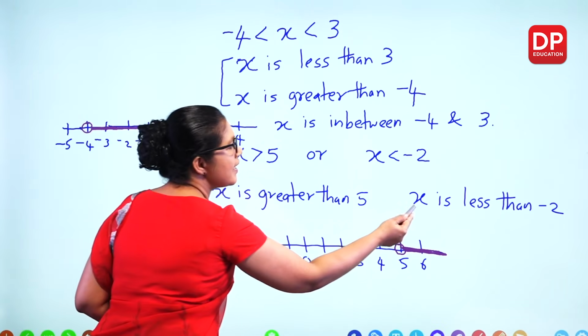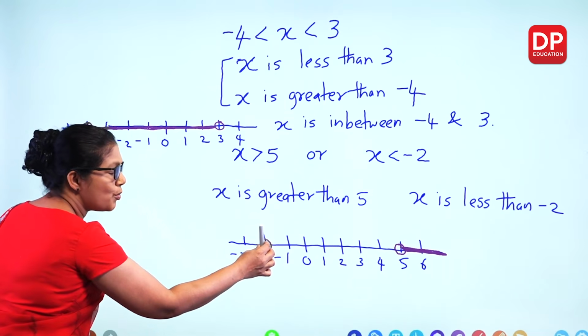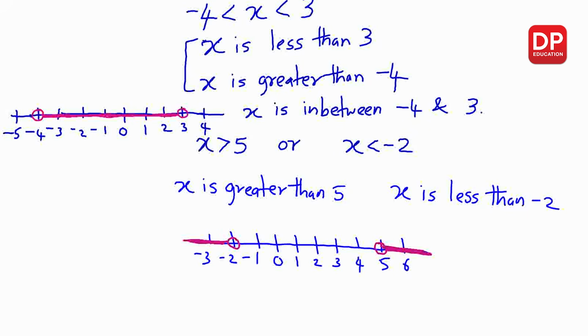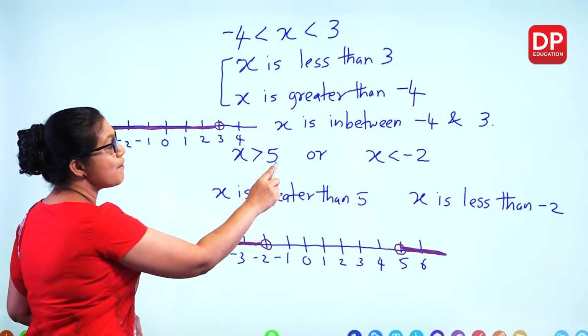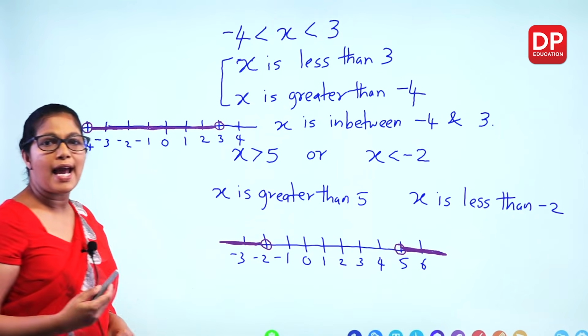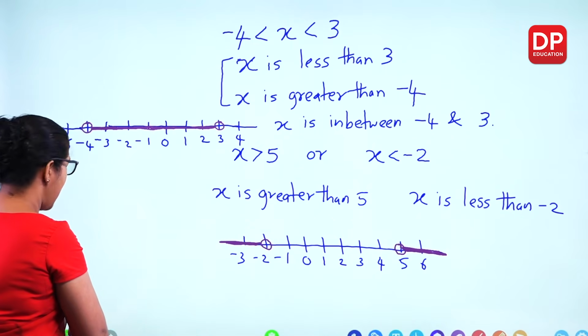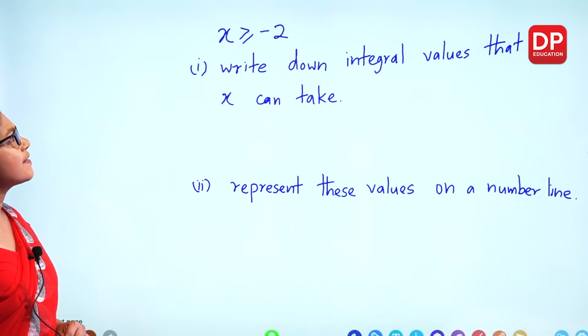What about this one? X is less than minus 2. So, this is minus 2, and less than is always the left side. So, we can mark this side. So, if you are given x greater than 5 or x less than minus 2, this is how we can mark it on the number line. Now, we'll take another one. In this example it says x is greater than or equal to -2.